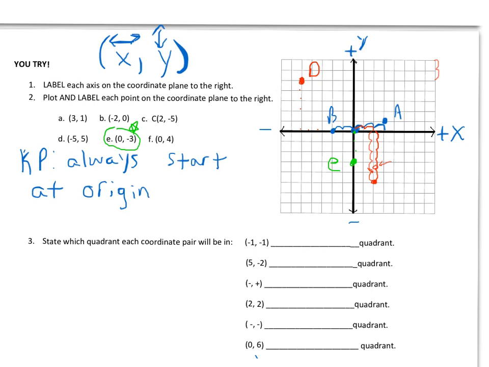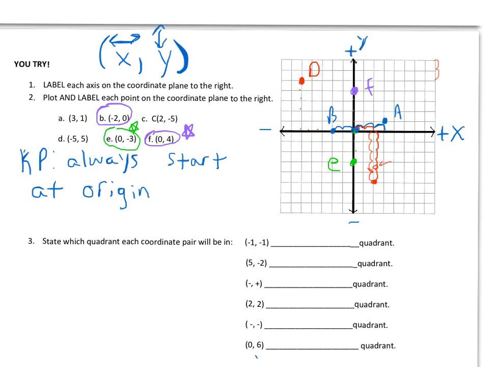Oh no, I got one left. Let's do purple. All right, so my last one, f of 0, 4. So again, that x is 0. Let's start this one too, because those are frequently missed problems, and so is this one actually. My x is 0, so I don't go left, I don't go right. And then my y is positive 4, so I would just go up 4. So 1, 2, 3, 4. Okay, and that is point F.